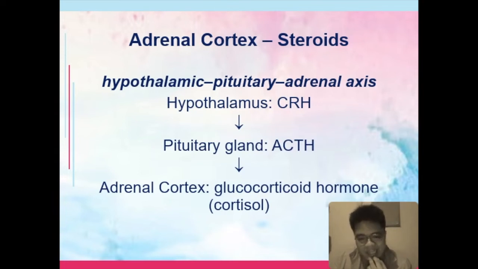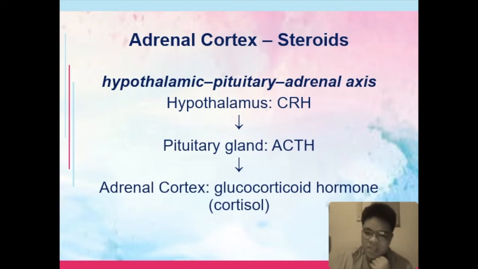Your ACTH, on the other hand, will be the one to stimulate your adrenal cortex, and your adrenal cortex would release its steroid hormones. One example of the hormones under your adrenal cortex is your glucocorticoid hormone, also referred to as your cortisol. Or a specific type of glucocorticoid hormone would be your cortisol. Now, why did I mention cortisol?